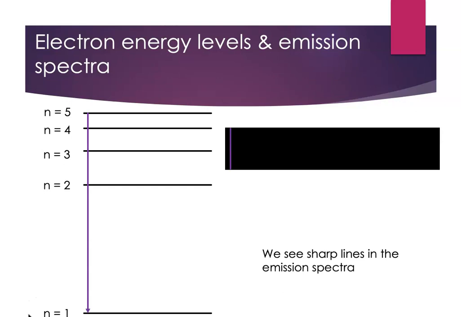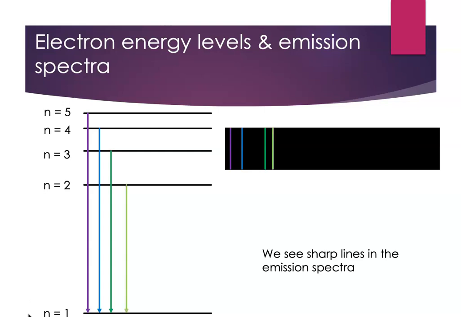So the real power of the Bohr model is it explains these emission spectra. So we have a big delta E to go from 5 to 1. To go from 4 to 1, it's a smaller delta E. We're going to give off light with a slightly longer wavelength, maybe a blue line. If we go from 3 to 1, we're going to see a smaller delta E, longer wavelength. And as our delta E's get smaller, the wavelength of that sharp line changes.